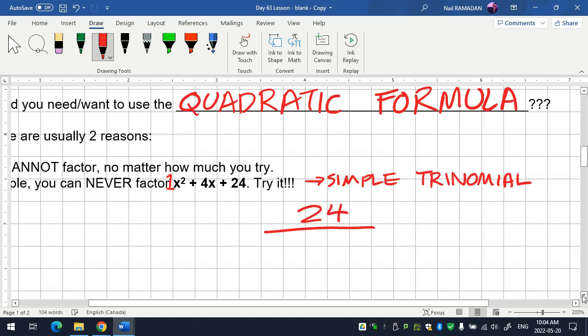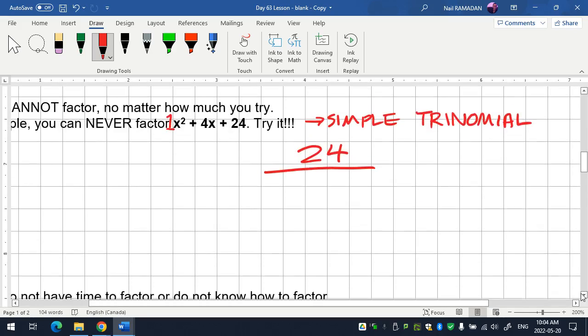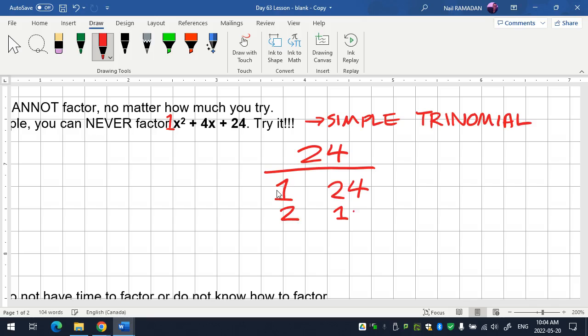All right. What are the pairs for 24? What's the easy first pair? 1 and 24. Good. Awesome. 2 and 12. Now 4 and 6. No, not 8 and 6. 8 and something else. Nope. 8 and so 3. So 3 and 8.